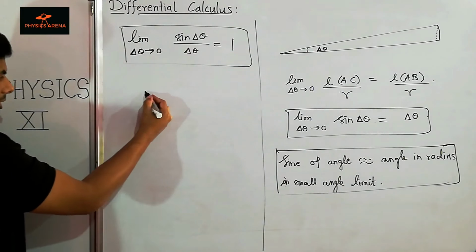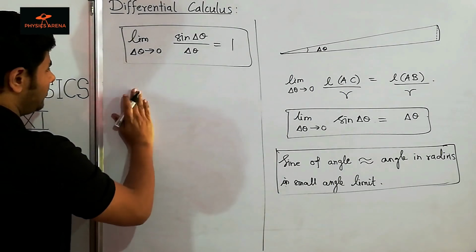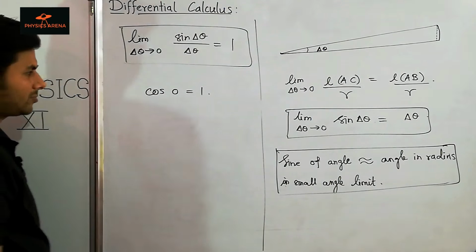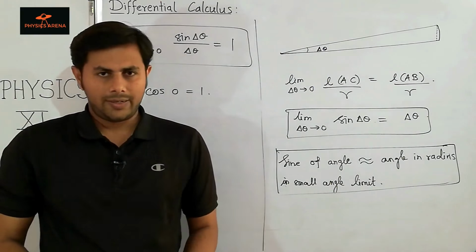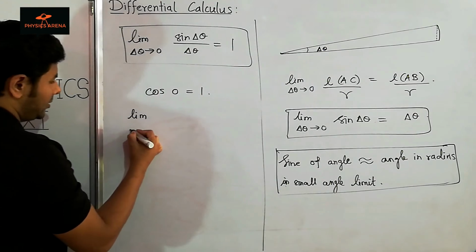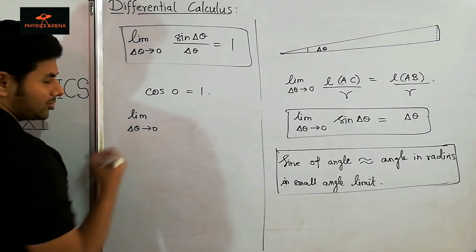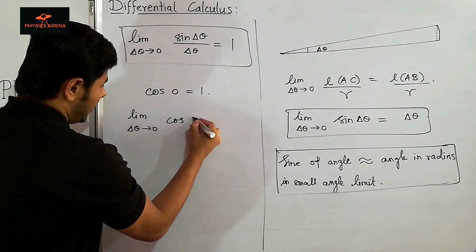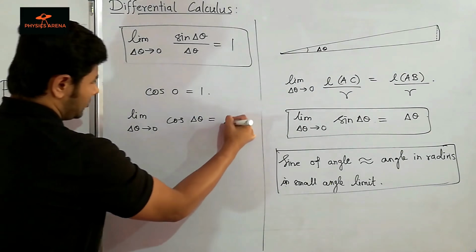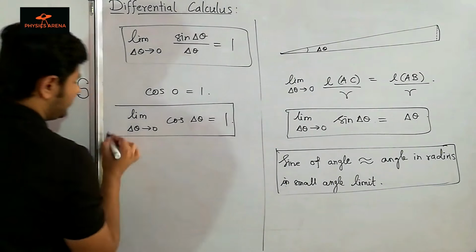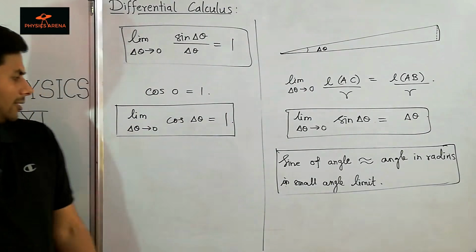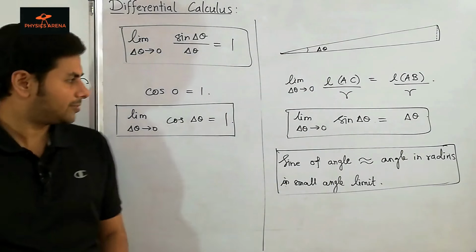What happens to cos of the angle in the small angle limit? So we know that cos of 0 is equal to 1, and therefore I can write limit delta theta tends to 0, cos of delta theta will be equal to 1. It will approach this cos 0 basically. So this is an easy thing.